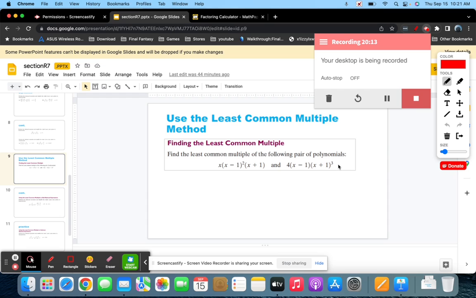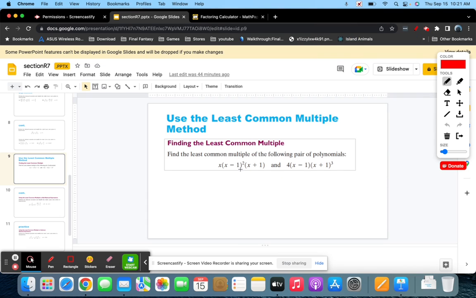All right, for least common multiple, you just need to see what do they have in common. This one has x minus 1 squared, and x plus 1. This one has 4, x minus 1, and x plus 1 cubed. Well, what do they have in common? They both have an x minus 1 at least, and both of them have an x plus 1. Okay, so that would be the least common multiple between both of these. Okay, you still got other stuff left over once you take those away, but at least this is what they have in common.